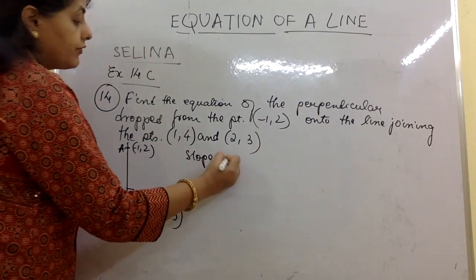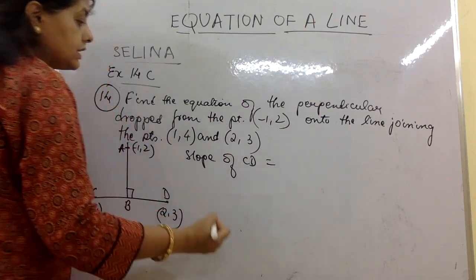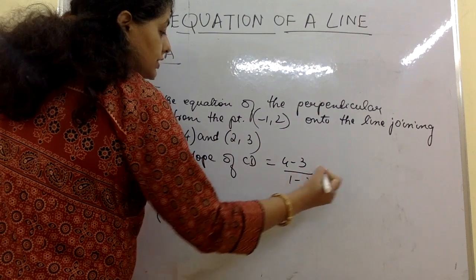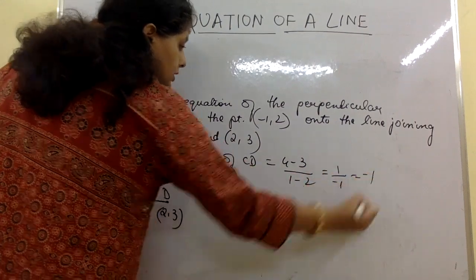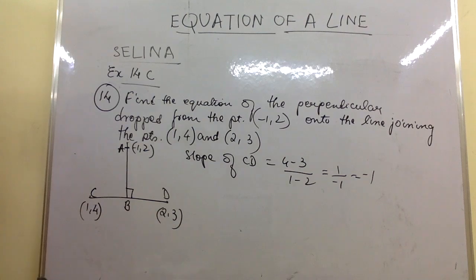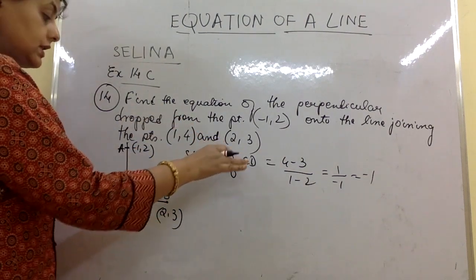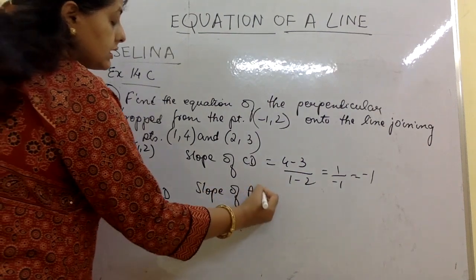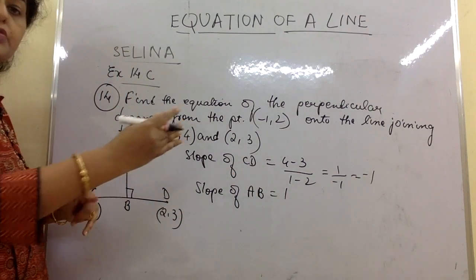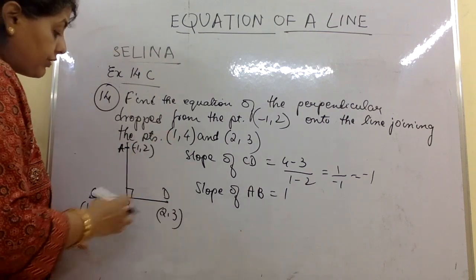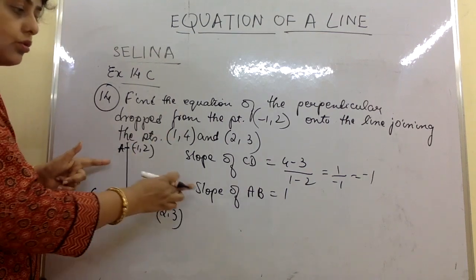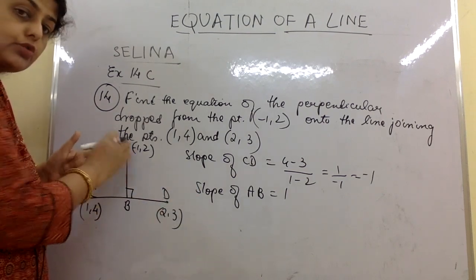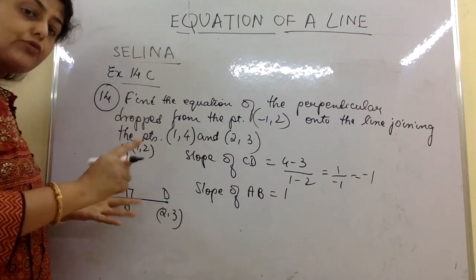Slope of CD. Now slope of CD is 4 minus 3 over 1 minus 2, which is 1 by minus 1, which is minus 1. So slope of CD is minus 1. If slope of CD is minus 1, slope of AB is equal to 1, because the product of slopes of two perpendicular lines has to be equal to minus 1. Now we know the value of m. Slope of AB we know, means we know m. We know one point, so we know x and y. Now we have to find c.